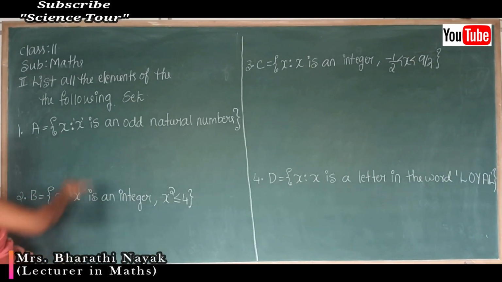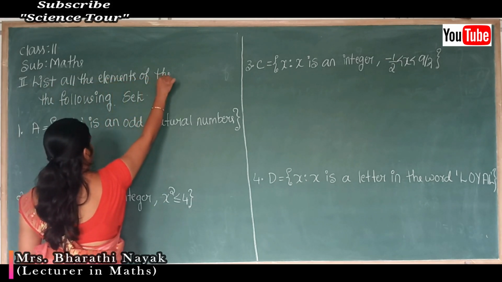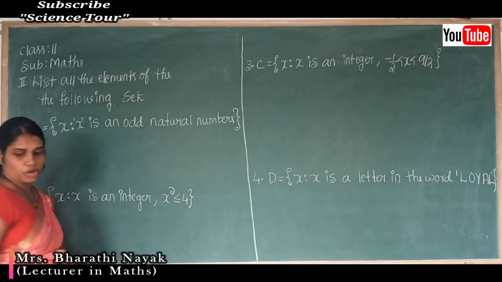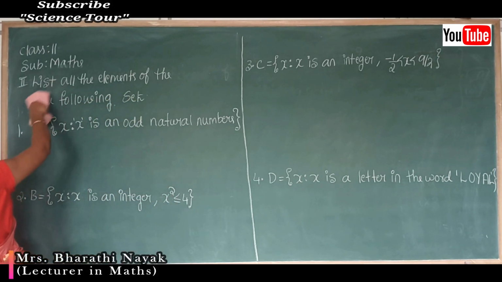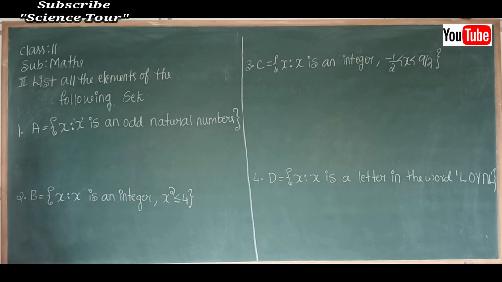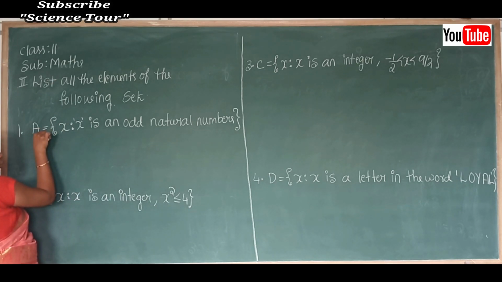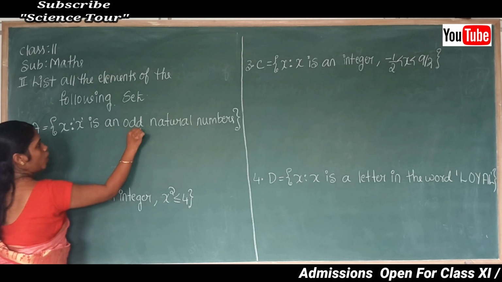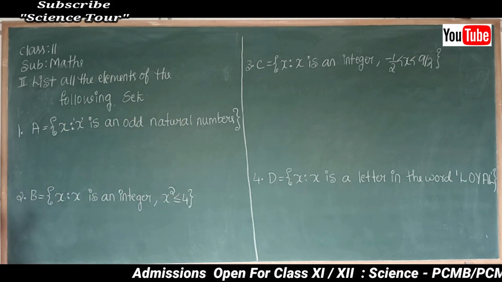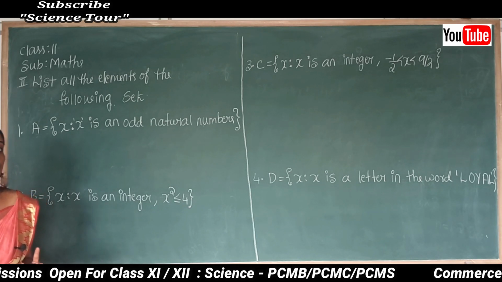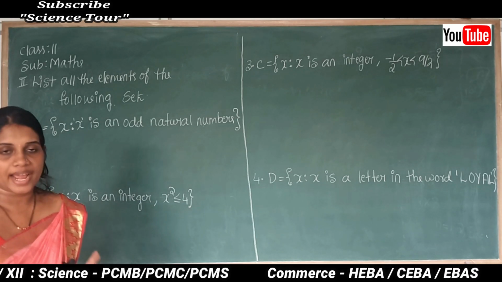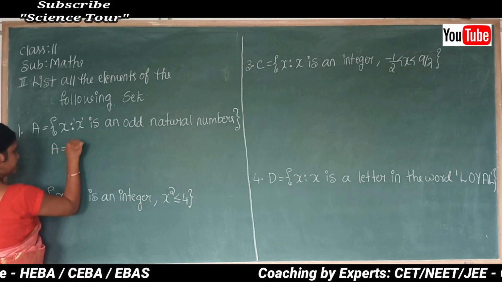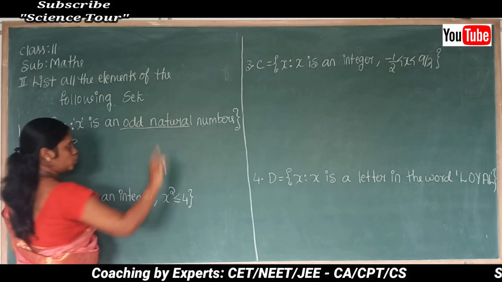So the next problem: list all the elements of the following set. The first problem, set A is equal to the set of all x such that x is an odd natural number. So you have to choose an element. Which elements do you have to choose? That element must be an odd natural number. So A is equal to odd natural numbers. You have to choose an odd natural number.